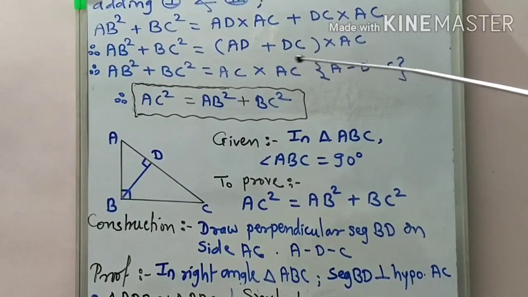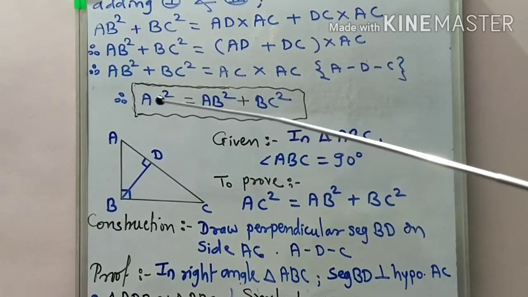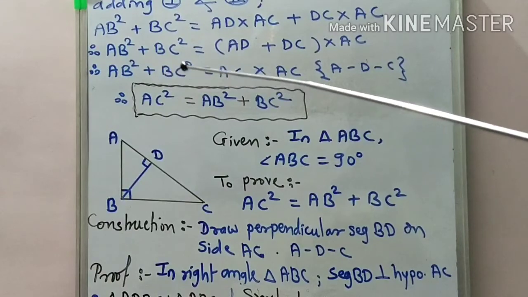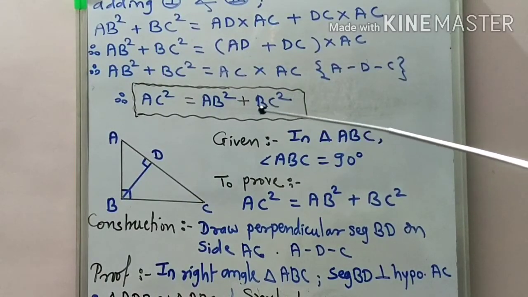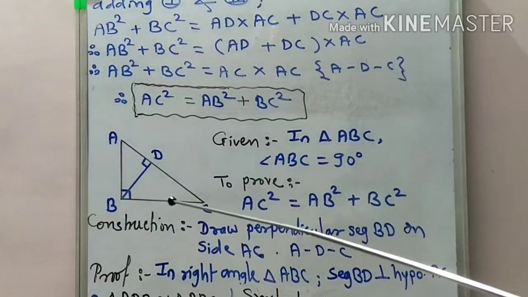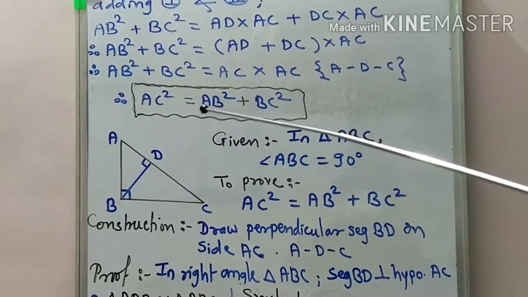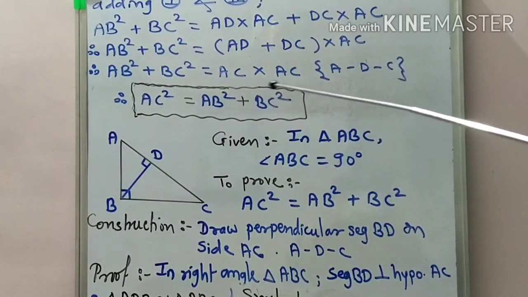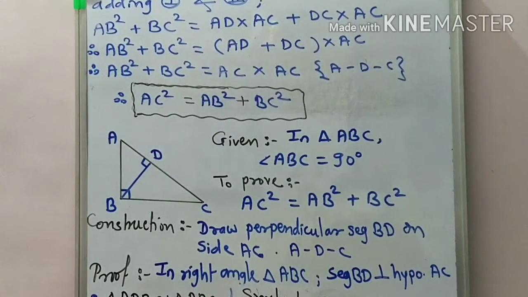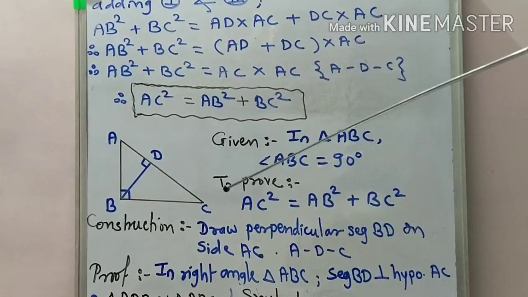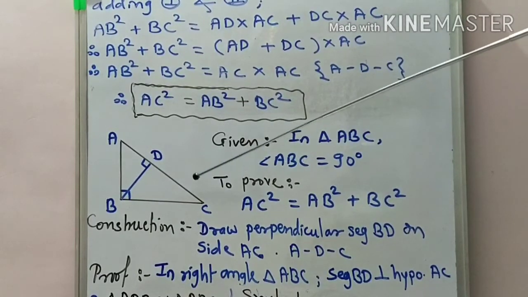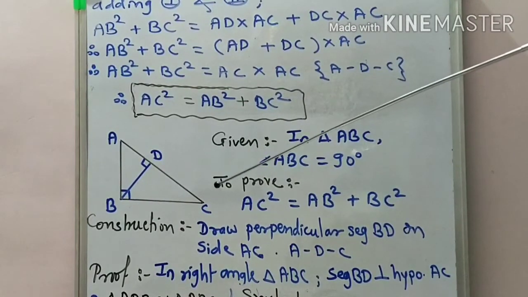and AC into AC, AC square, is equal to what? AB square plus BC square, meaning in a right angle triangle the square of the hypotenuse is equal to the sum of the squares of the remaining two sides. So here we prove this Pythagoras theorem. This theorem is asked for 3 marks in the exam, or we have examples that depend on this Pythagoras theorem.